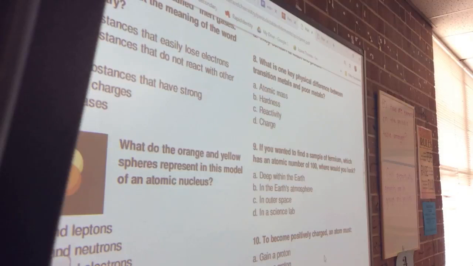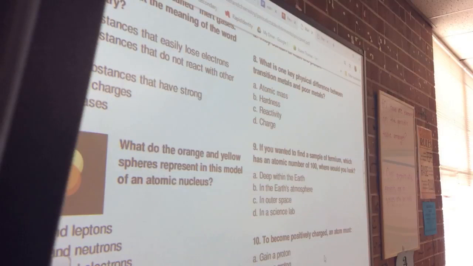Number 9. This goes to Abdiel, and I'm going to tell you, Abdiel, this one is tricky. If you want to find a sample of fermium, which has an atomic number of 100, where would you look? Where would you be able to find it? Which one? Are you serious? Only one that got it on the first try. D. You'll only find that in the science lab. That's the only place you'll be able to find it. Because remember they said anything above number 92, which is uranium, does not occur in nature. 92 on up is man-made. We make it in the lab. That's the only way you can find it. Most of those are highly radioactive or dangerous as well.